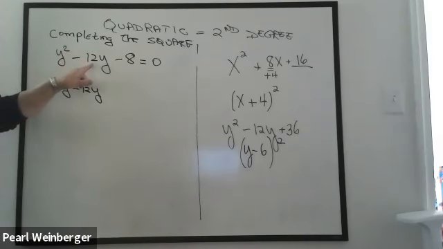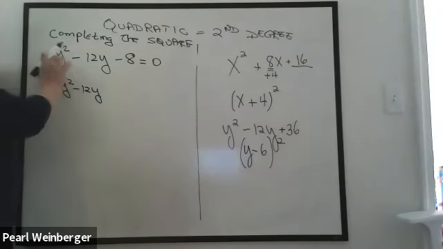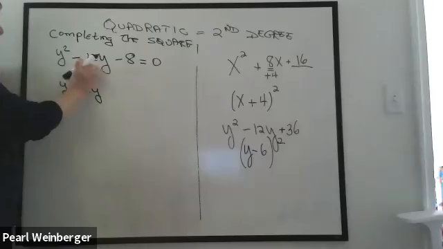Also, the number in front of the regular x or y term, the one that isn't squared, has to be an even number. In this case, we have both of those things. This has a leading coefficient of 1, and this term is even. What do I do to solve it?